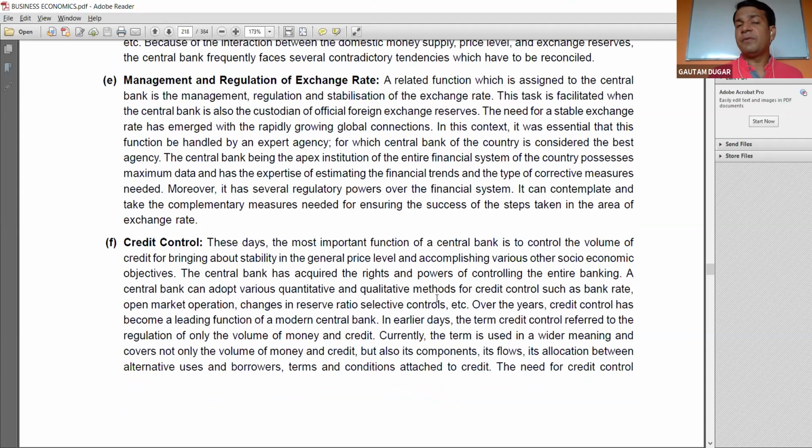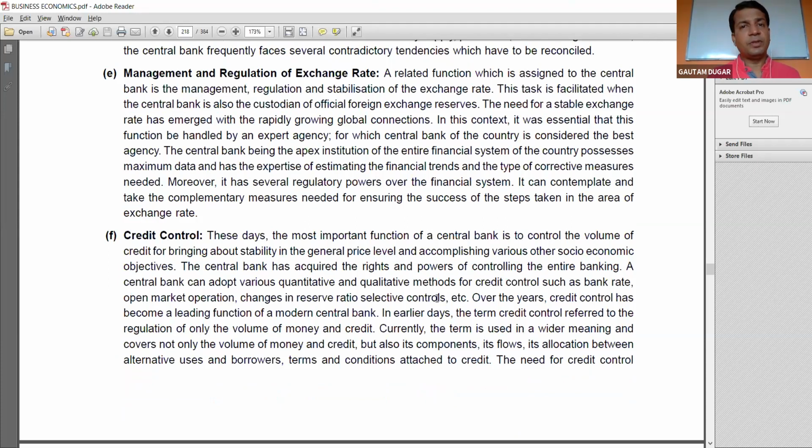Credit control is a very important function of the central bank. We just discussed one point earlier, how does a central bank control credit? We discussed by changing the reserve requirement. Yes, right. And the other methods as well, we should be discussing later on.